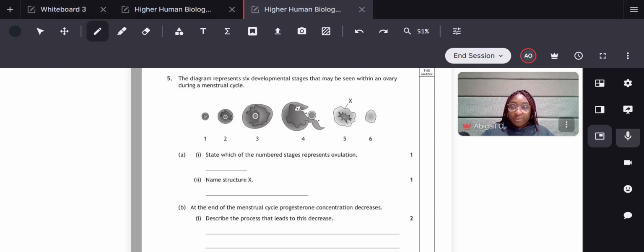Okay, so question 5, and the diagram represents 6 developmental stages that might be seen within an ovary during a menstrual cycle. State which of these numbered stages represents ovulation. So let's think, what is ovulation? Ovulation is when the egg inside a follicle is released from that follicle.